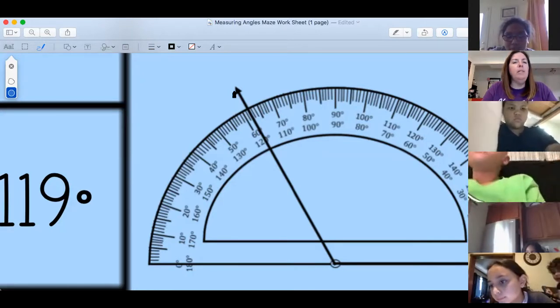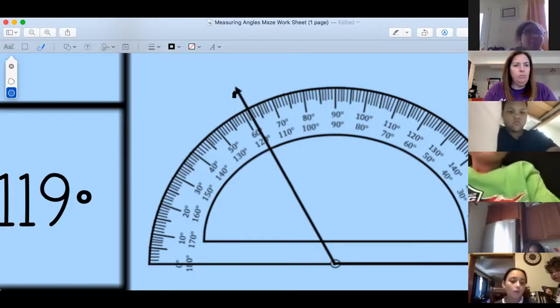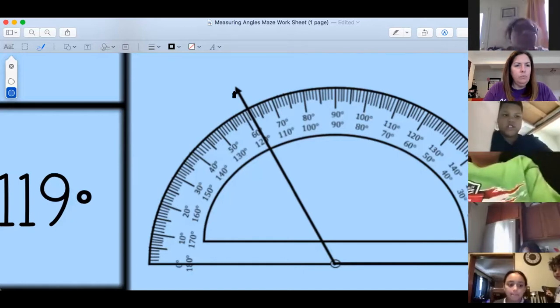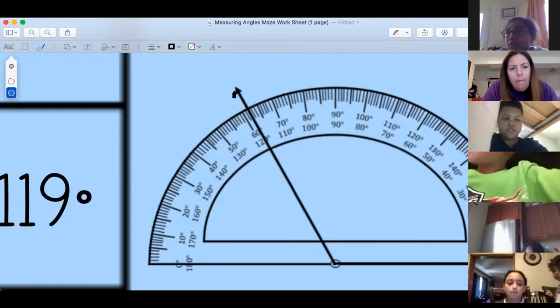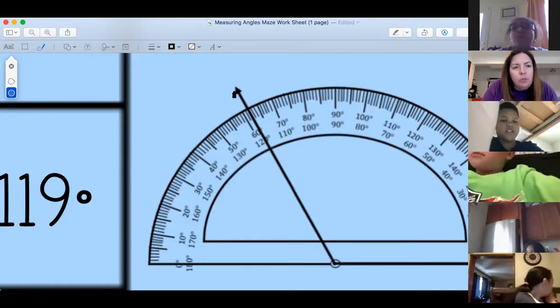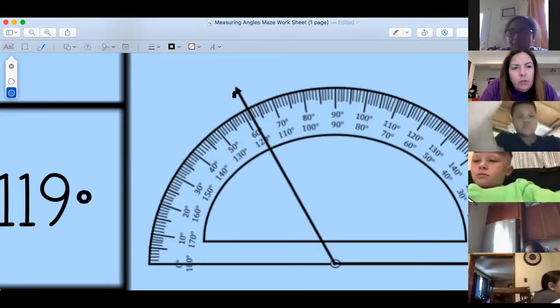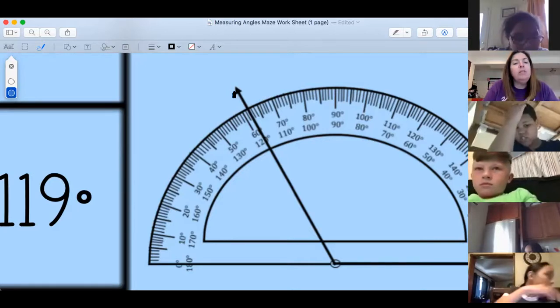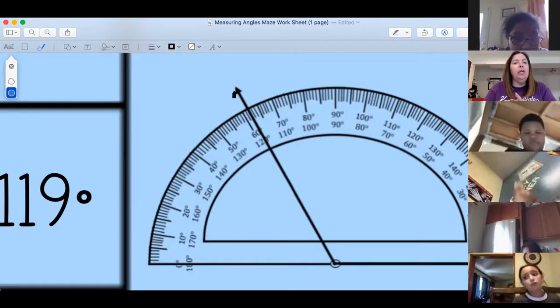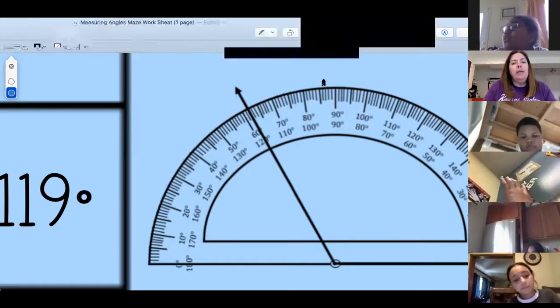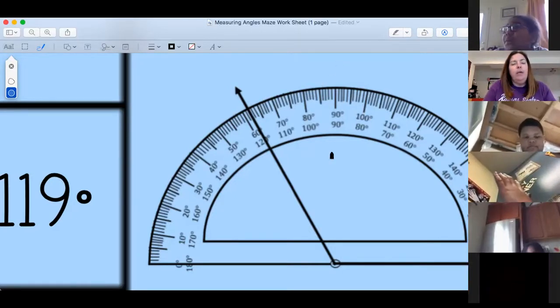Micah, why do you think it's obtuse? Because it is. What makes an angle obtuse? It is more than 90 degrees. Okay, so it's wider. There's more of it than 90 degrees. Okay, 90 degrees would be straight up and down.